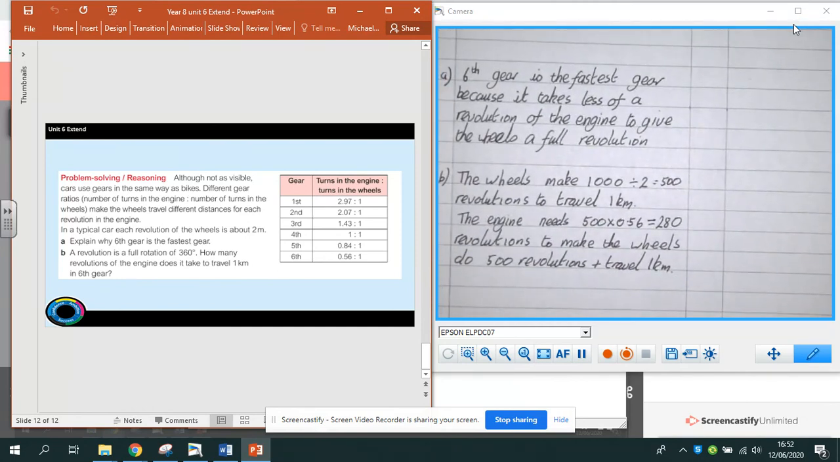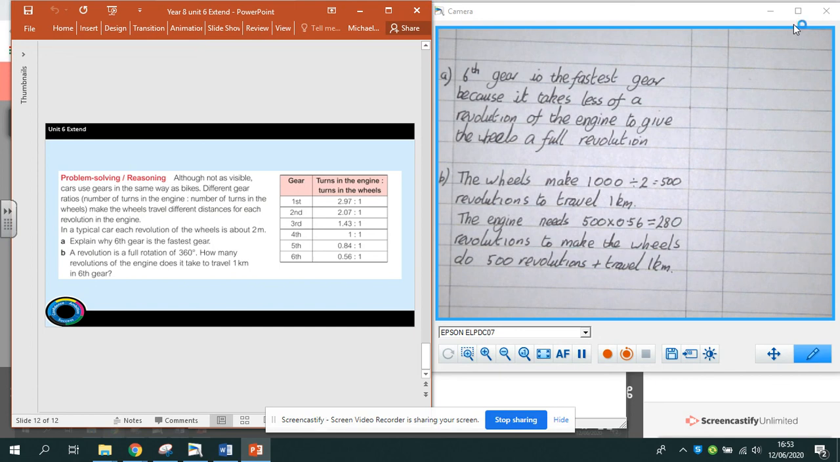Okay, let's go through my answers here. So I've said that 6th gear is the fastest gear because it takes less of a revolution of the engine to give the wheels a full revolution. So for every 0.56 of a turn, so that's a little over half a turn of the engine, the wheels do a full revolution. Whereas in 1st gear, the engine has to revolve nearly 3 times before the wheels turn once.